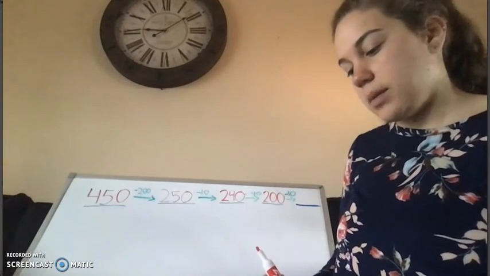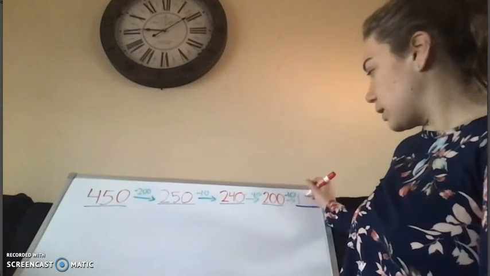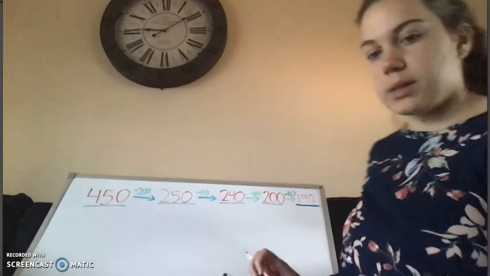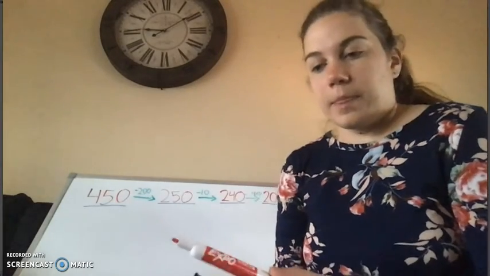So our answer is going to be 190, which is 100, 9 tens, and 0 ones. Very nice work. Now we have a few more problems that we're going to do today.